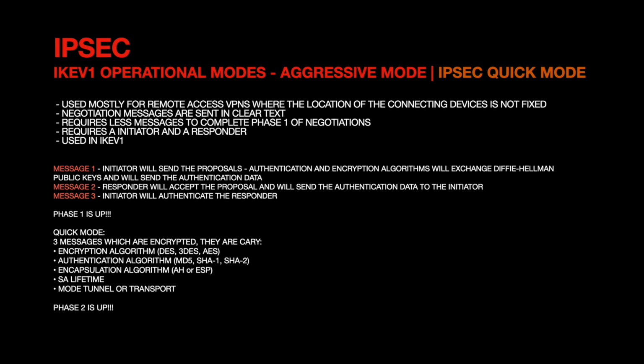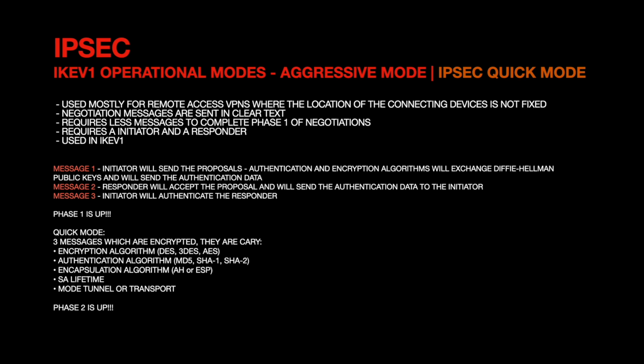You have your firewall, which is accepting the remote access connections, and you have your laptop, and on your laptop you have a FortiClient application, Pulse Secure, or Cisco AnyConnect, and you are using that application to connect to the firewall, and that way you have the remote access VPN. Aggressive mode is not as secure as the main mode because the negotiation messages are sent in clear text. We have 3 messages instead of 6. We also will need an initiator and a responder, and also aggressive mode is used in IKE version 1.